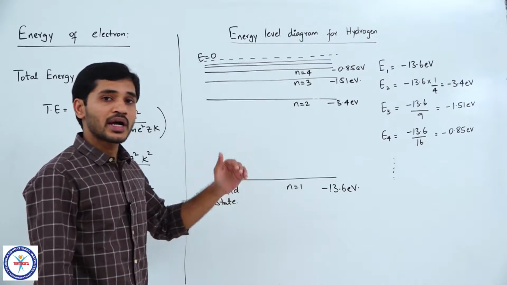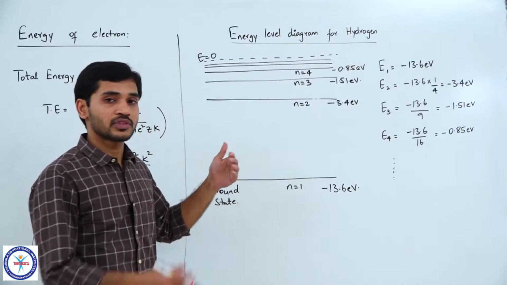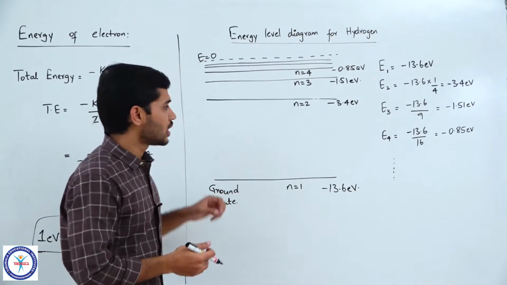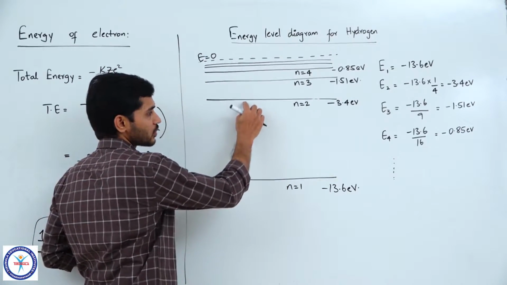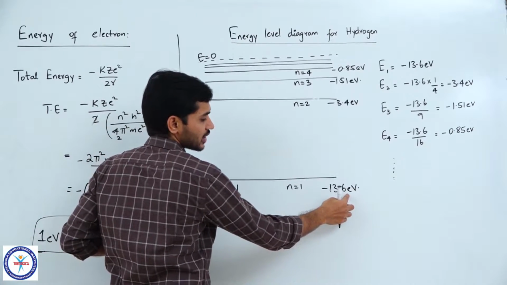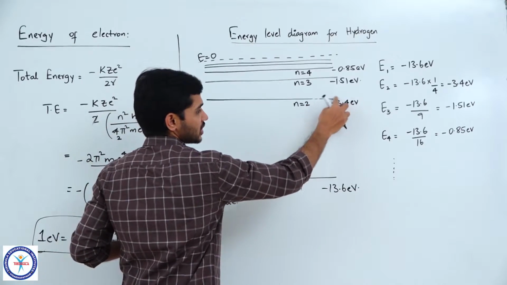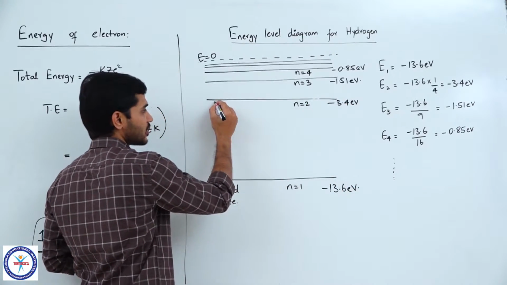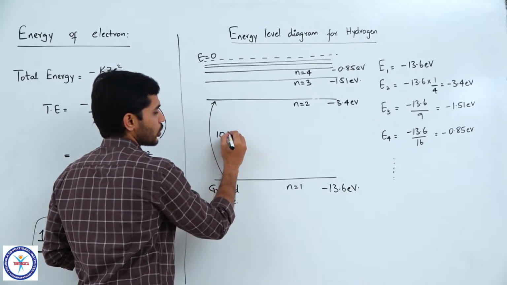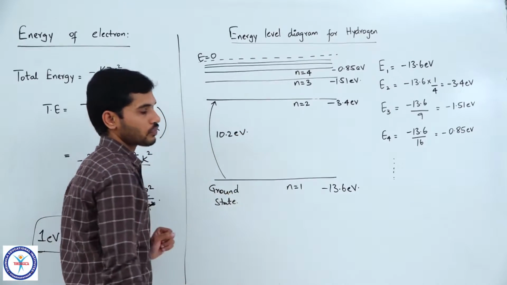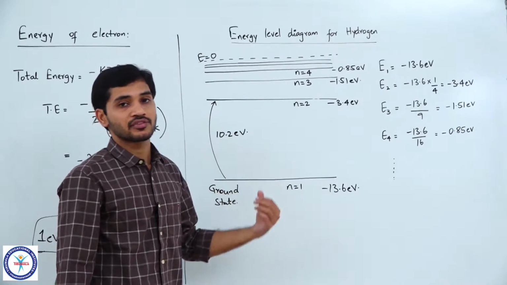So, as I go to higher and higher energy levels, we can observe that the difference in energy level from this state to the next possible state is decreasing continuously. You can observe that the energy level of the first state is minus 13.6 electron volts, and this is the higher energy level. So, this energy minus this energy, when I find the difference between these two energies, the value comes out as 10.2 electron volts. So, the second energy level is 10.2 electron volts higher than the first energy level.